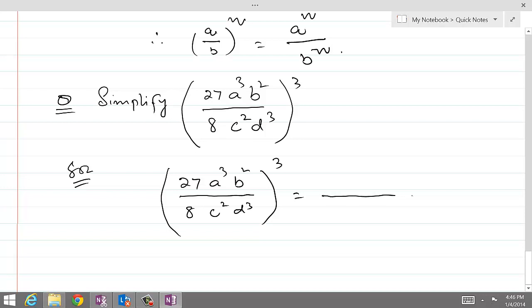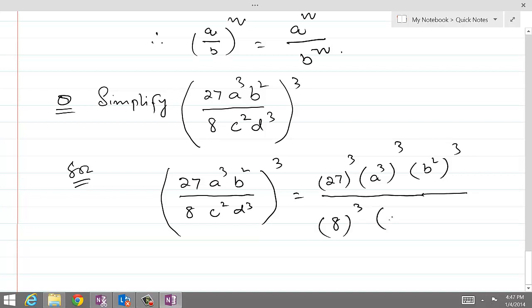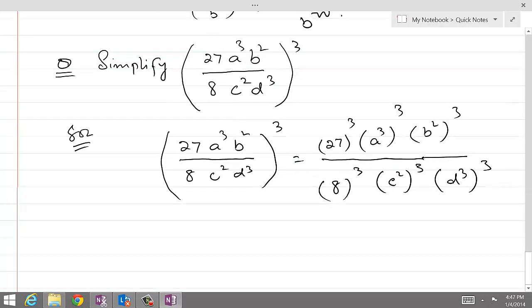So let's distribute the exponent 3 to every member of the base. This is 27 power 3, then a³ power 3, then b² power 3, and then 8 power 3, then c² gets its share, and d³ also has power 3. Now further we are going to take a look at which of these can be simplified.